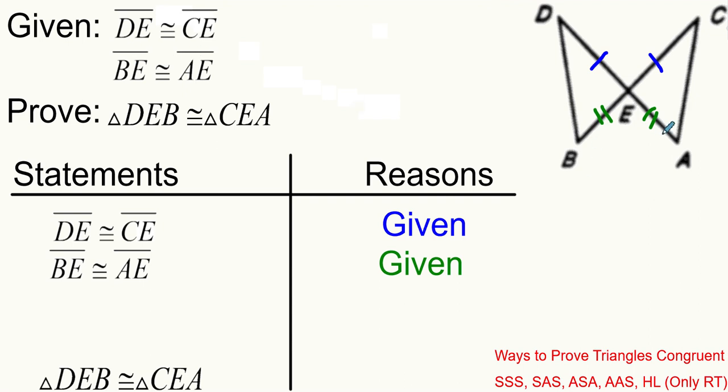And I asked myself the same question. Does knowing that BE is congruent to AE tell me anything else about my scenario? In this case, it doesn't. It just knows that these segments are congruent. So then I've used up all of my givens.